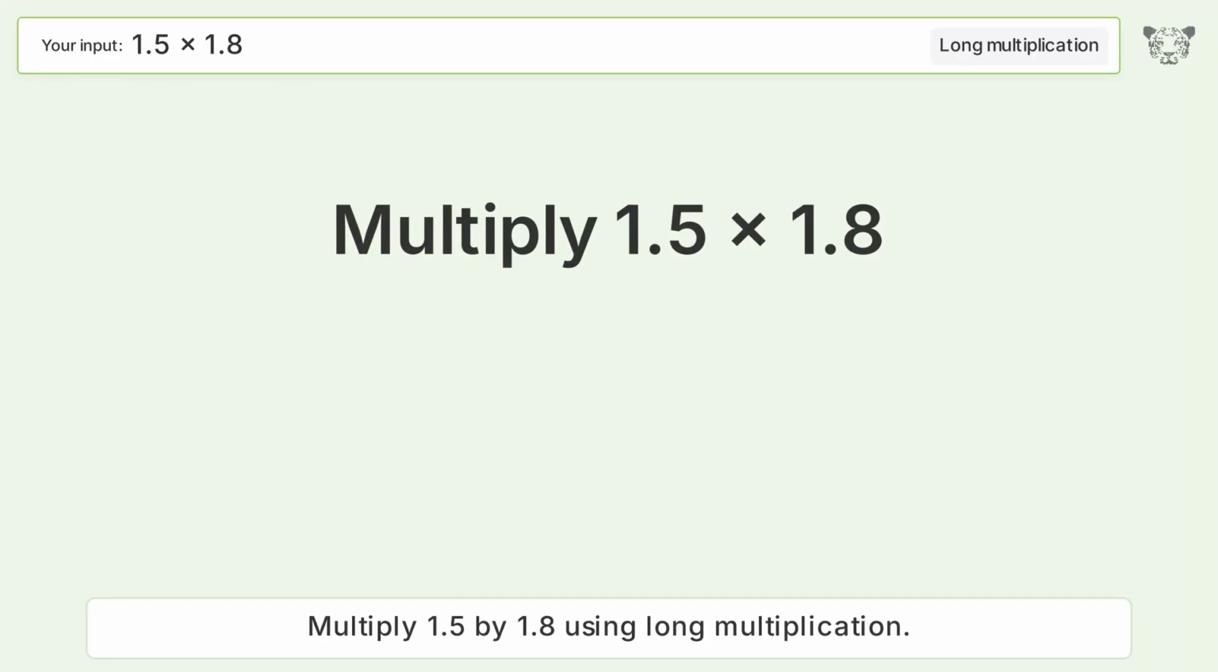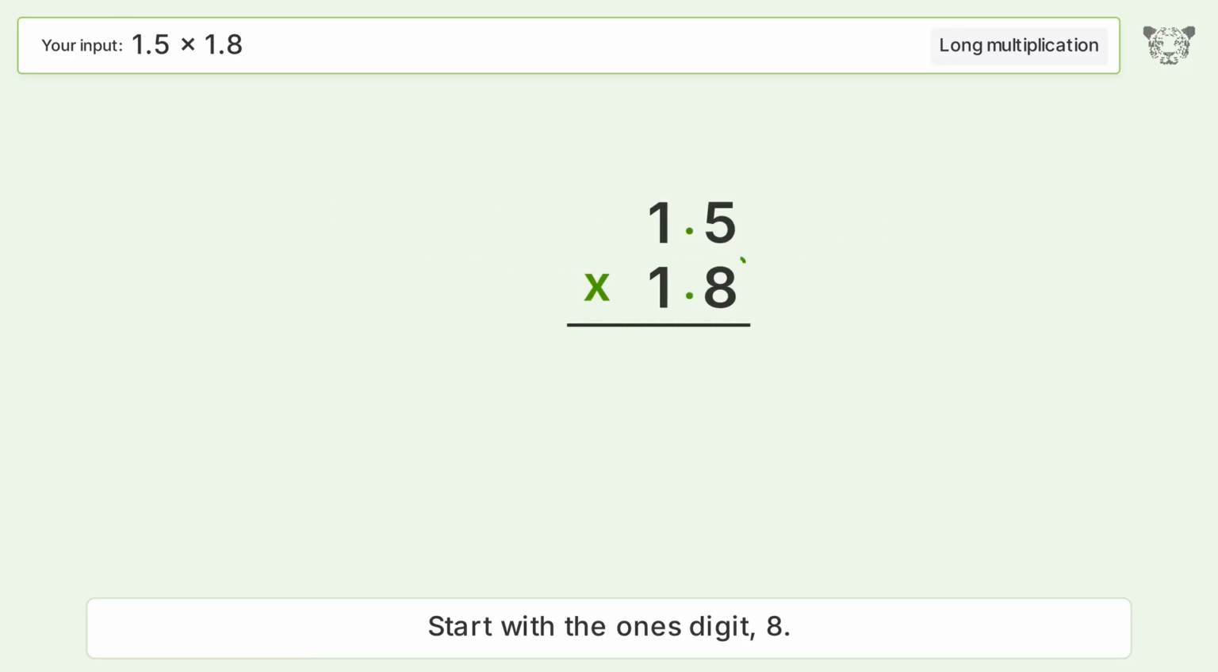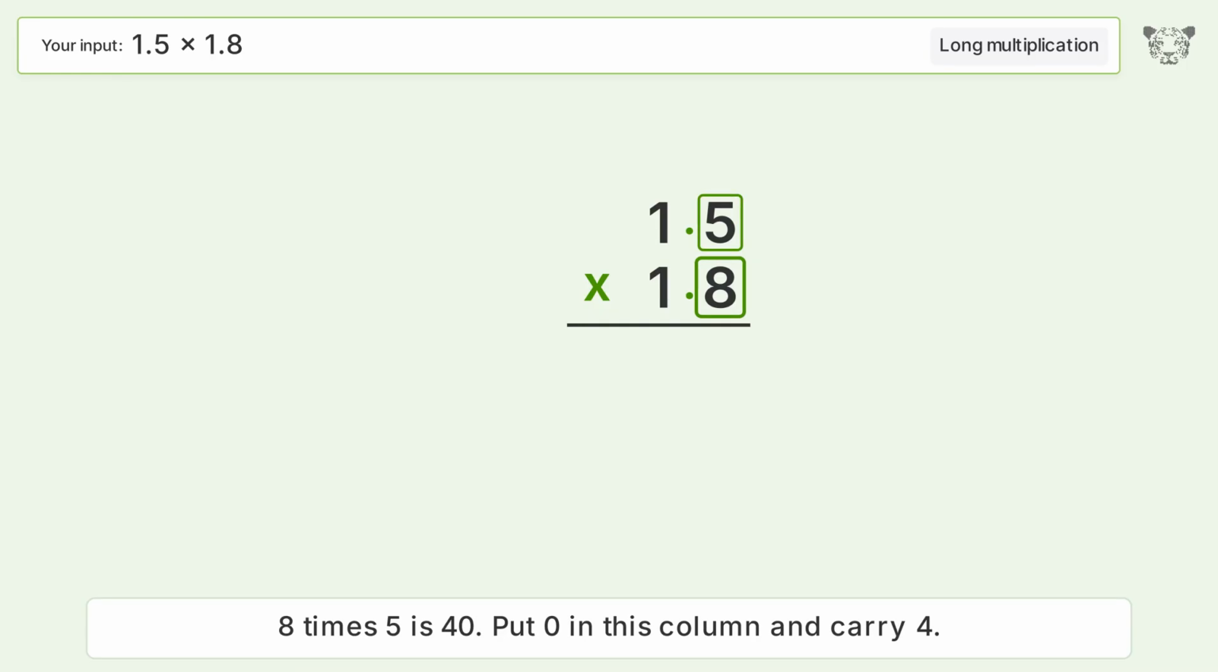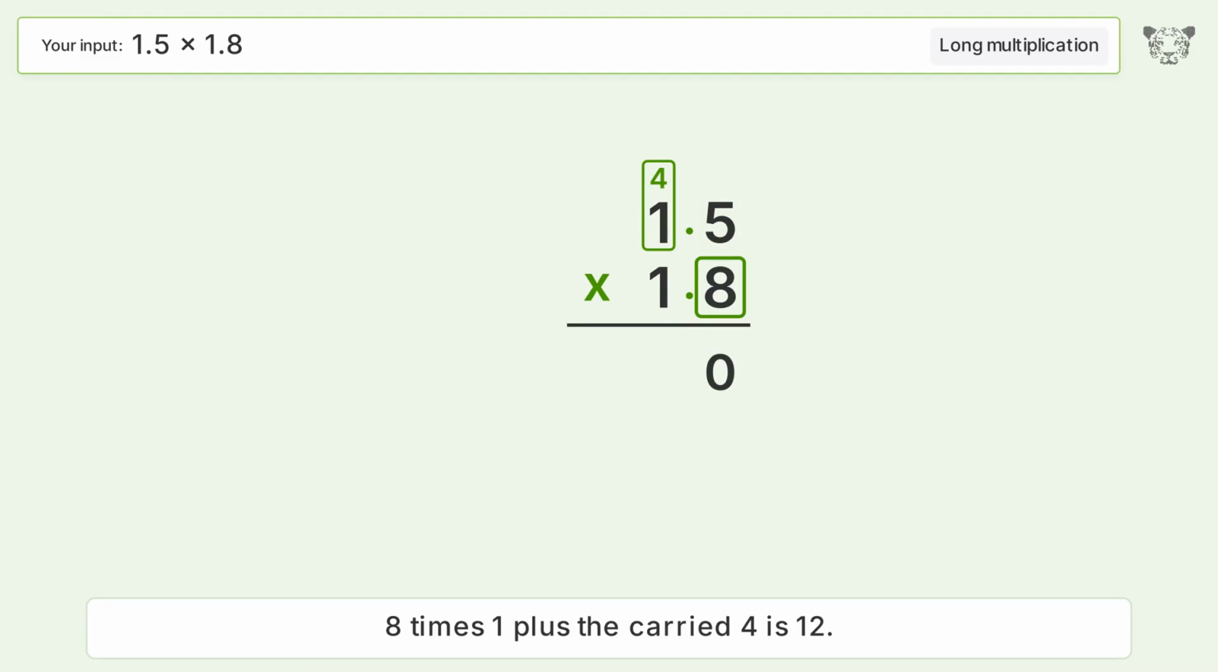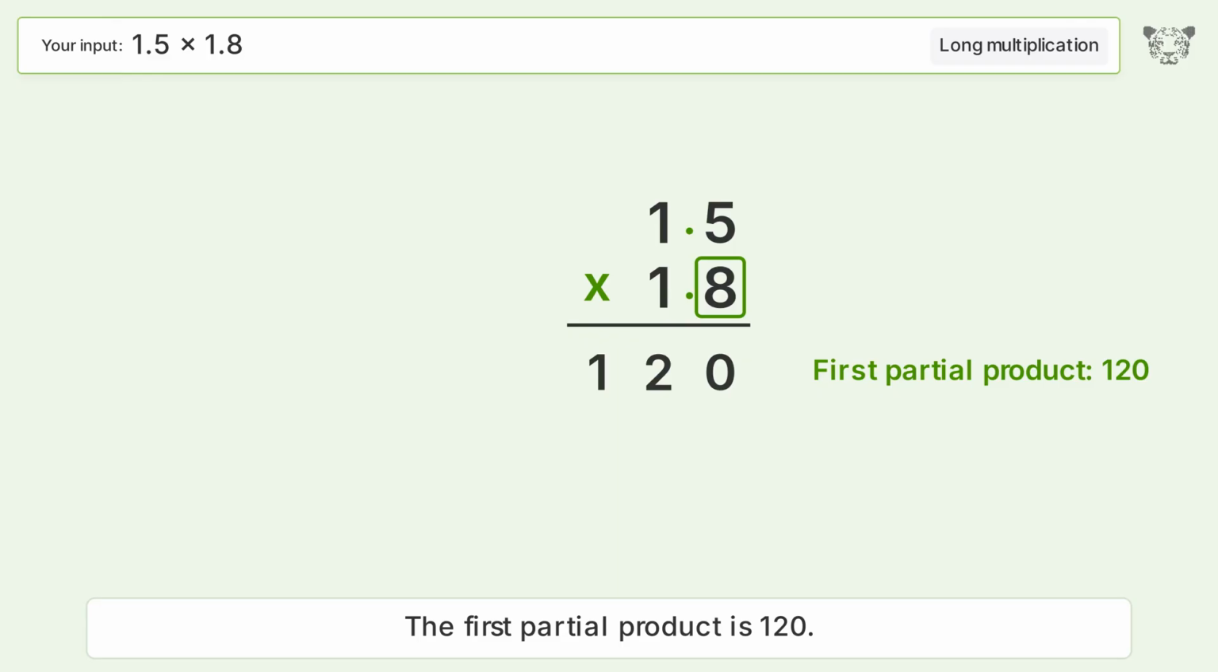Multiply 1.5 by 1.8 using long multiplication. Start with the ones digit, 8. 8 times 5 is 40. Put 0 in this column and carry 4. 8 times 1 plus the carried 4 is 12. The first partial product is 120.